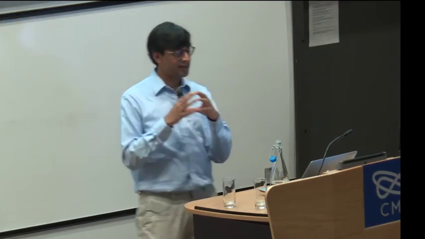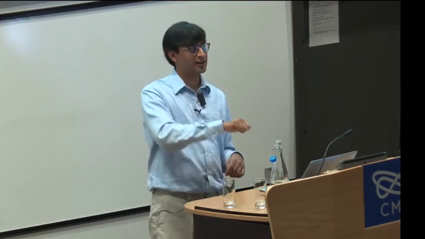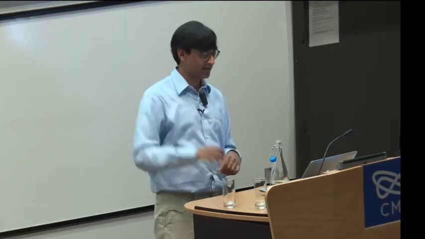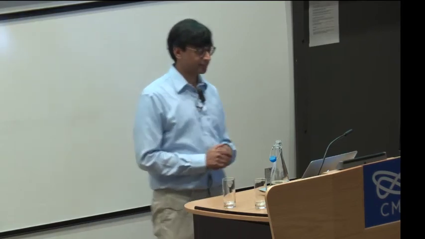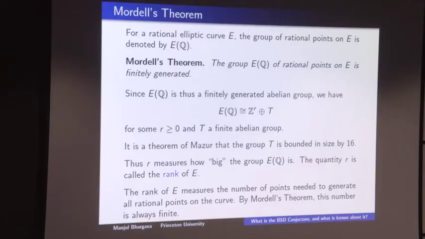Mordell's theorem says that you only need to start with a finite number of those rational points, and then all the others can be generated just by connecting dots and finding the third point of intersection. Okay, so that's a beautiful and fundamental theorem of Mordell, and it's what allows us to define this fundamental invariant called R, the rank.